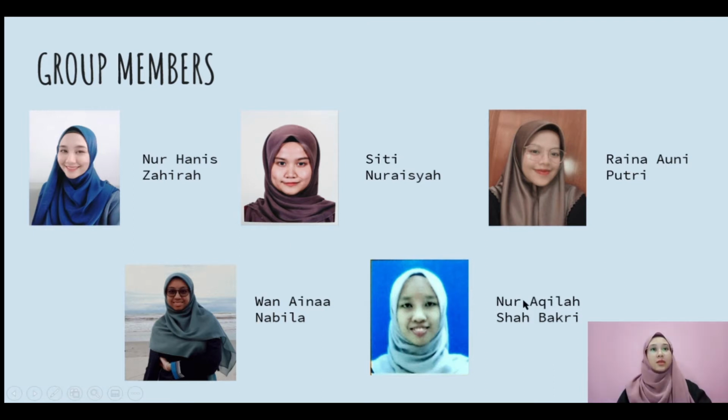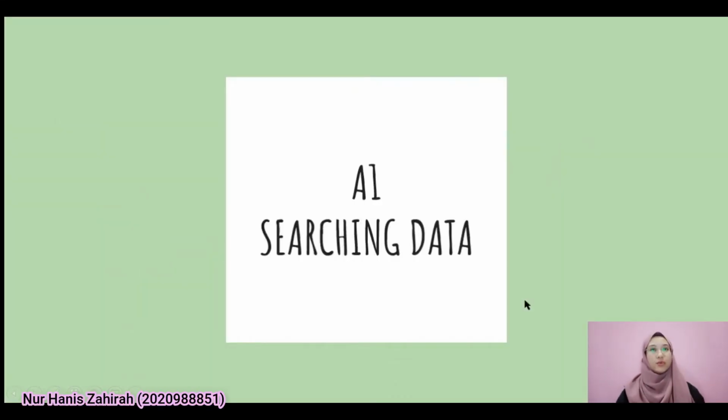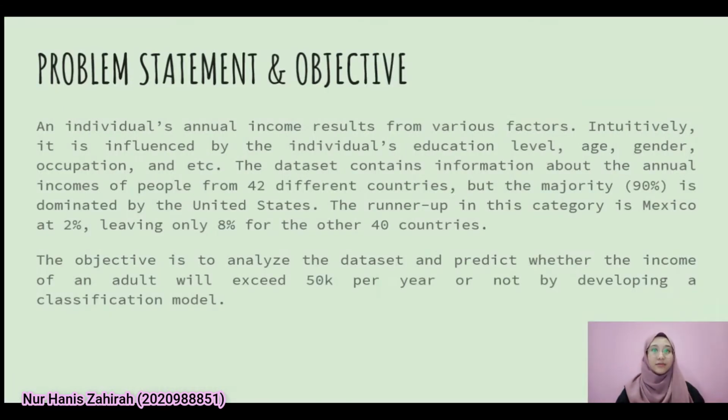So our first phase is searching the data. We have retrieved our dataset from Kaggle, which is called Census. It shows an individual's annual income results from various factors such as education level, age, gender, occupation, and etc.